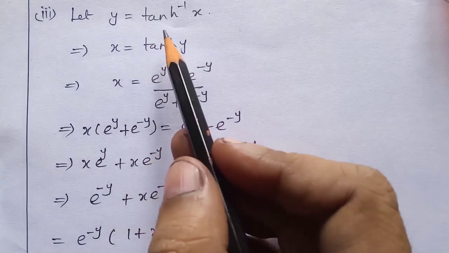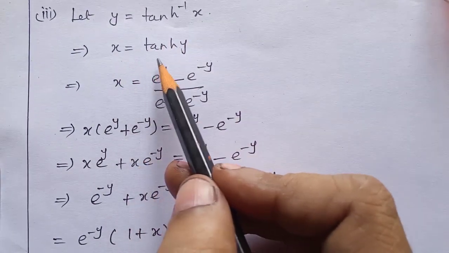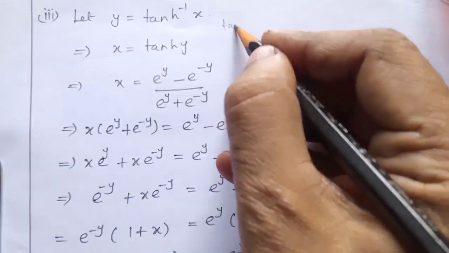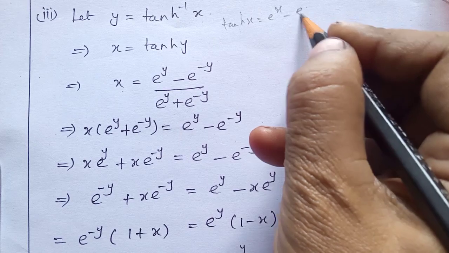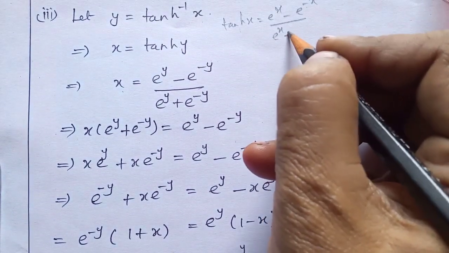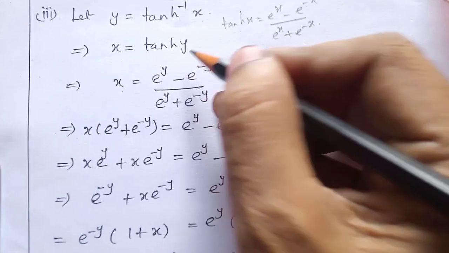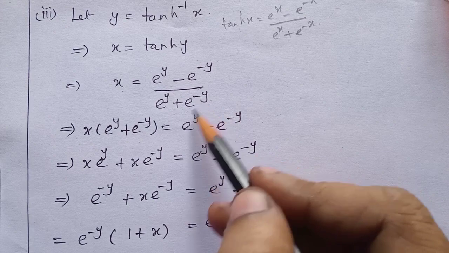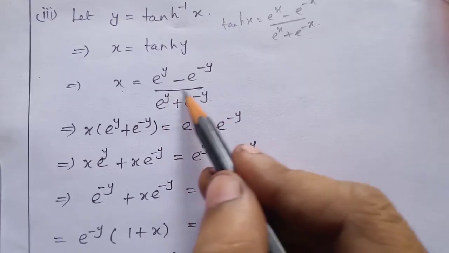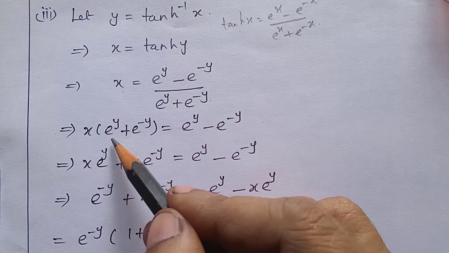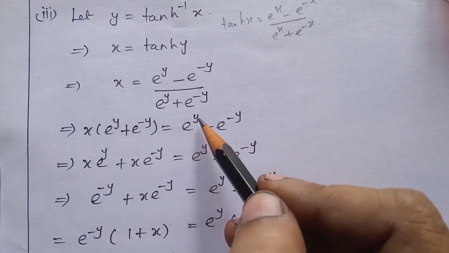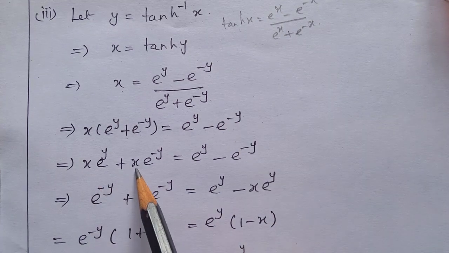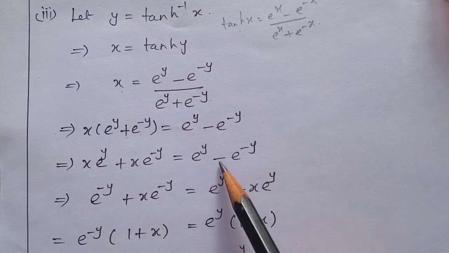Next, the third result: y that is equal to tan h inverse of x, which implies x equal to tan hy. Tan hx is equal to e power x minus e power minus x divided by e power x plus e power minus x. Here tan hy is e power y minus e power minus y divided by e power y plus e power minus y. The e power y plus e power minus y in the denominator goes to the numerator side, so x into e power y plus e power minus y that is equal to e power y minus e power minus y. Taking x inside, x e power y plus x into e power minus y that is equal to e power y minus e power minus y.